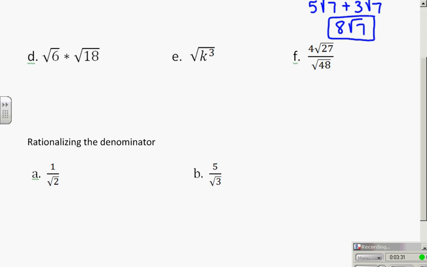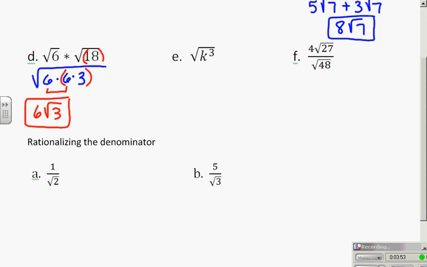Now multiplication is easier than addition and subtraction, because remember we just combine them all under one radical. Instead of multiplying 6 times 8, I'm going to go ahead and write this as 6 times 3, because your 18 is still right there, but by doing this I see 6 times 6, which is a perfect square. Take care of that, and it leaves 6 radical 3. In the same way that k cubed can be rewritten as k squared times k. Square root of k squared is k. Square root of k is your leftover.